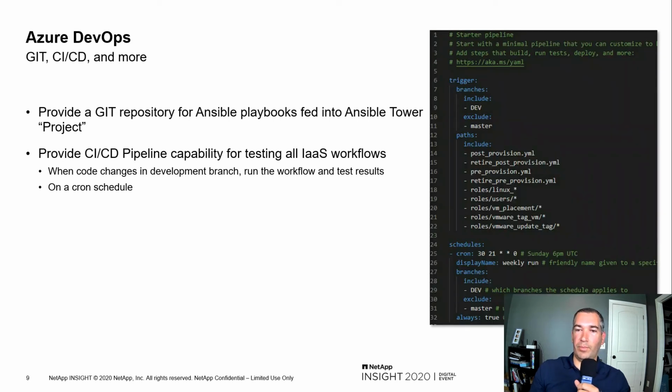This is just a sample of a given pipeline. You can see that we're specifying our triggers, which branch, the relevant files or playbooks that should cause the pipeline to be kicked off are specified here, as well as the cron schedule.